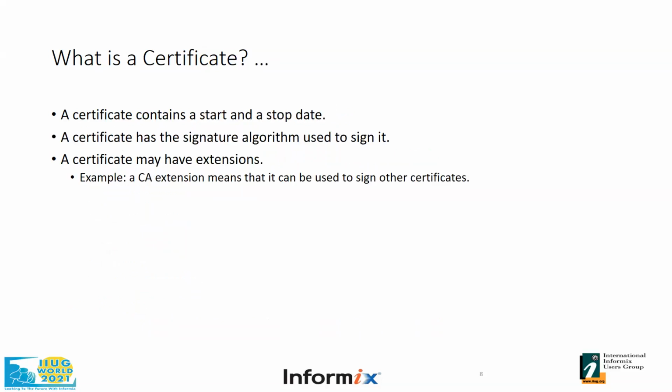Okay. A certificate also contains a start date and a stop date, and has the signature algorithm used to sign it. And a certificate may have extensions, and for example, a CA extension means that it can be used to sign other certificates. And we'll get into that more later.